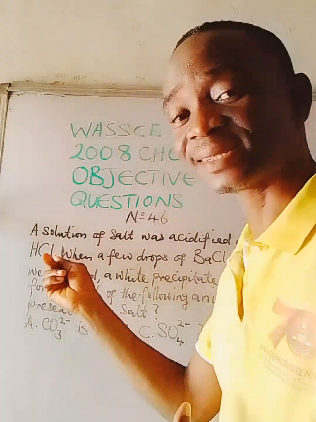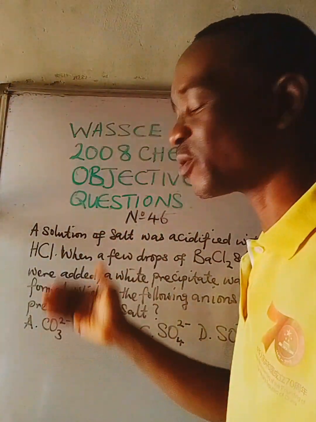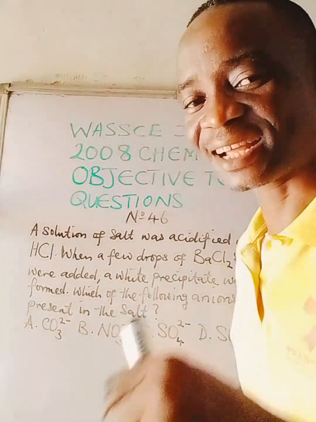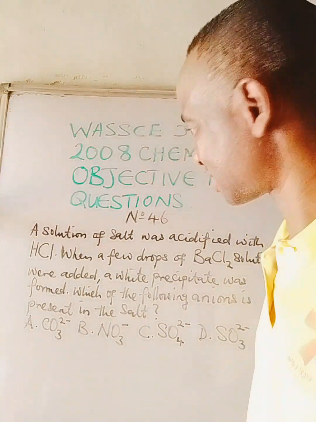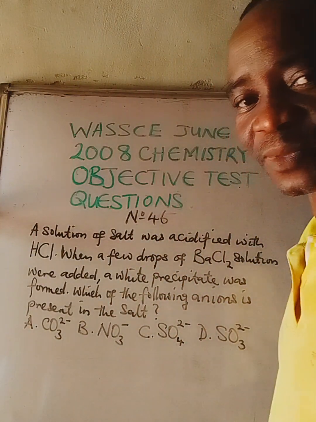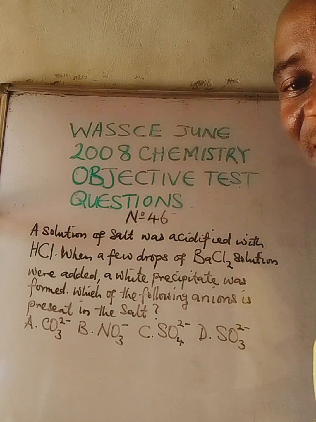Then, what happens with the acid? Some of them will react with the acid, and one will refuse to react with the acid to dissolve, and that one remains white precipitate. And that is what the question is trying to test in you. So, let me show you what happens.